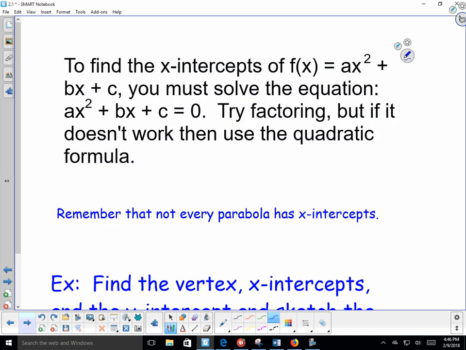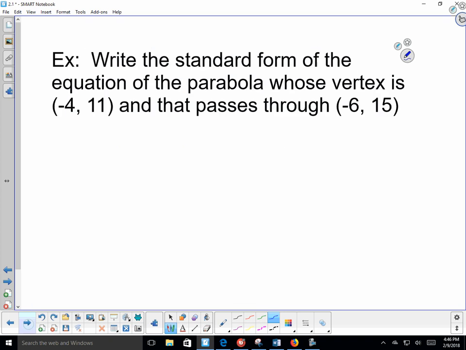All right, so I'm going to skip that example. Let's take a look at this. Write the standard form of the equation of the parabola whose vertex is negative 4, 11, and that passes through negative 6, 15. So you're trying to write the standard form.